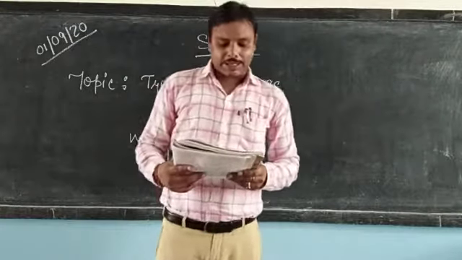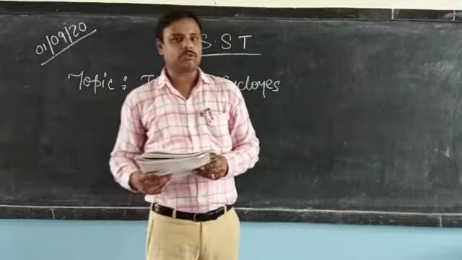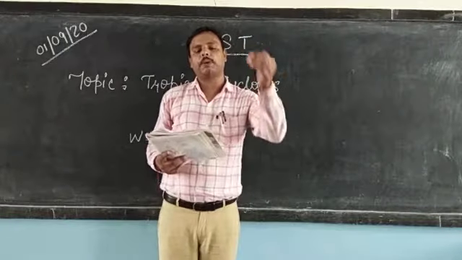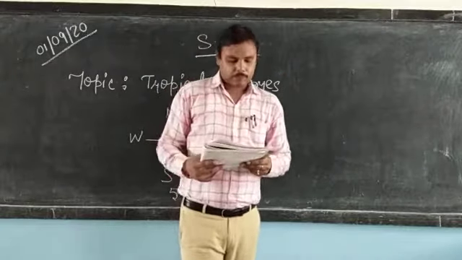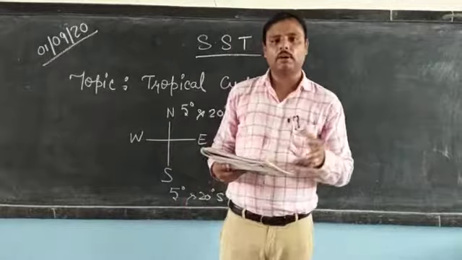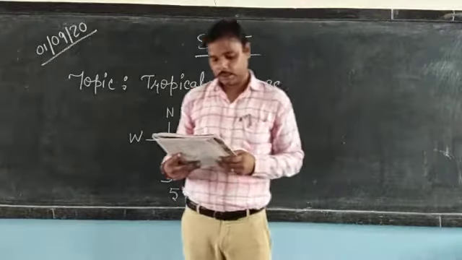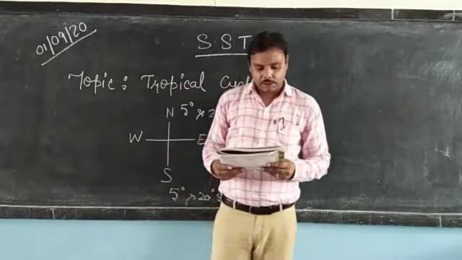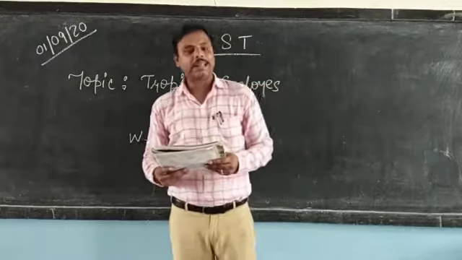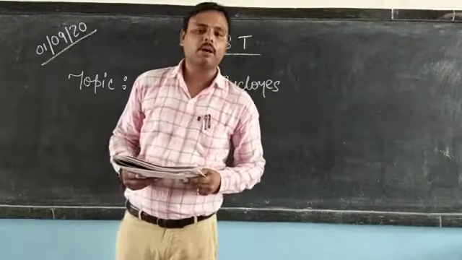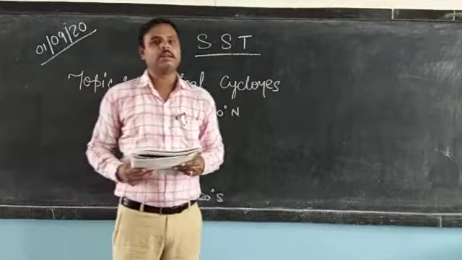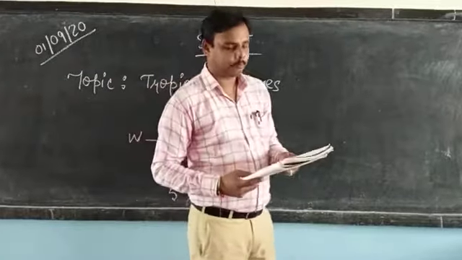These winds blow with a great velocity. The velocity is speed. It blows with a great speed, which we call a storm, or in Hindi we call it tufan. The winds blow with a great velocity which often exceeds 100 km per hour. It is the speed of the wind, 100 km per hour.